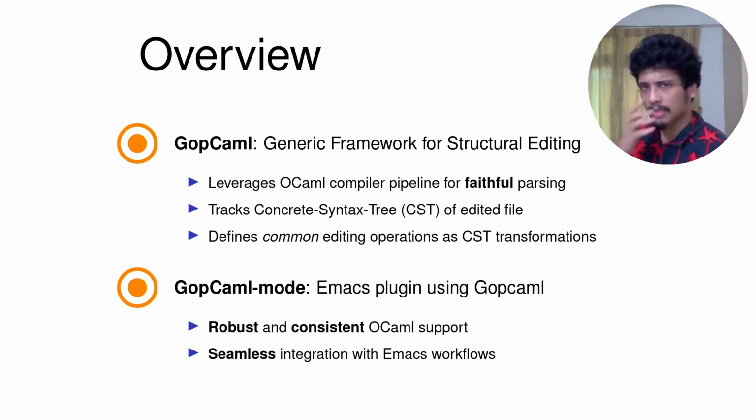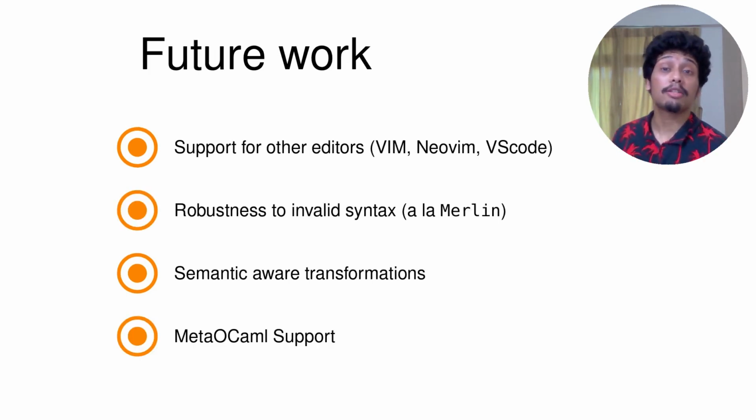Now, in the remaining few minutes of this presentation, I just want to take a second to talk about potential directions that I hope to extend this project in the near future. The first such direction is, as I mentioned, support for other editors. Another direction that would be nice is to have robustness to invalid syntax. Currently, the buffer has to be syntactically valid in order for the structural operations to work. But it would be nice to have support for invalid syntax, a la Merlin. Ideally, I'd like to reuse the Merlin compiler, but unfortunately, it's not really exposed in a way that is easy to reuse.